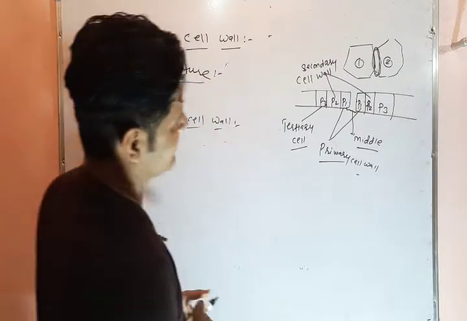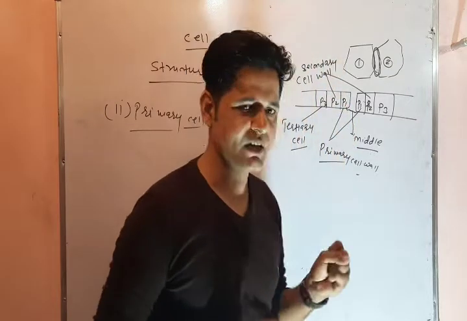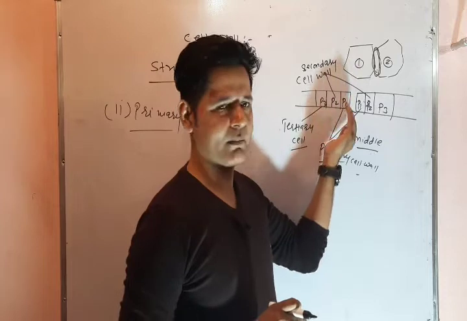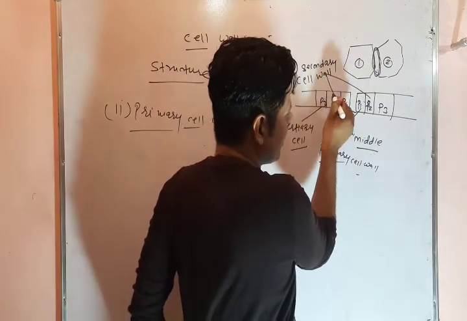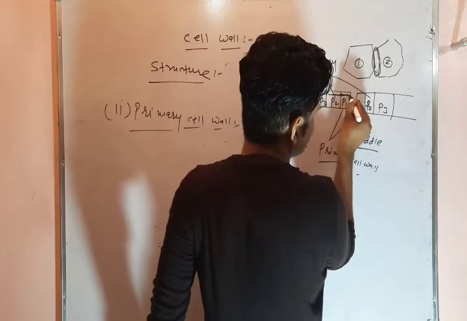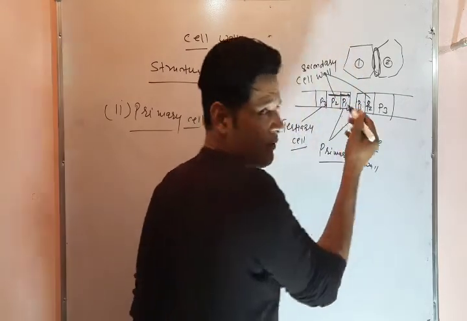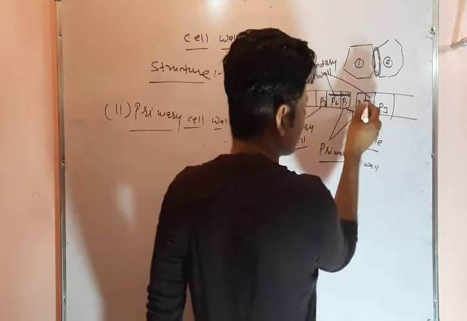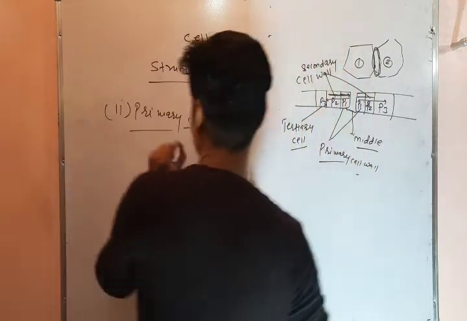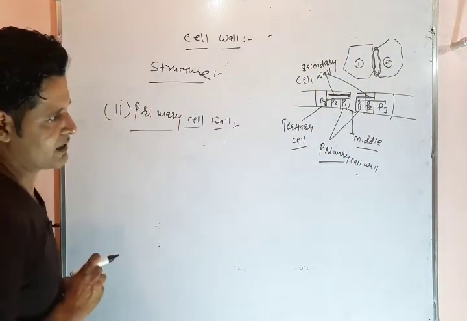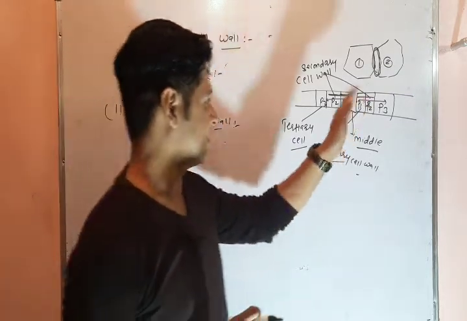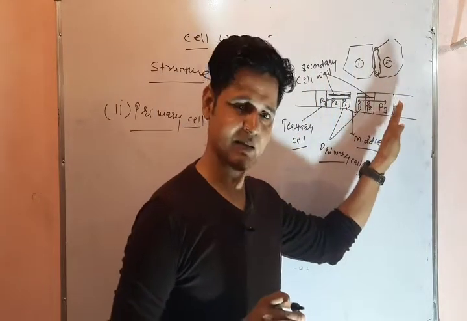Okay, you can say that the primary cell wall is present on the inner side of the middle lamella. This is the outer part, this is the outer side. If we go from here to this side, we are going away from the cells. So this is the outer part and this is the inner part. So we can say that the primary cell wall is present on the inner side of the middle lamella, in this cell also and in this cell also.